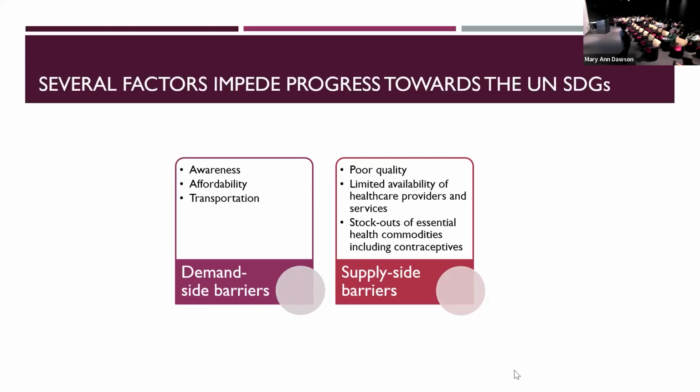So one is poor quality. Healthcare is available, but it is not of the quality that patients want, so they actually prefer not to even go to the healthcare center, right? So poor quality is a problem. And then in many cases, limited availability of healthcare providers and services. That is also a problem. And then finally, stockouts of essential health commodities at the last mile facilities, okay?